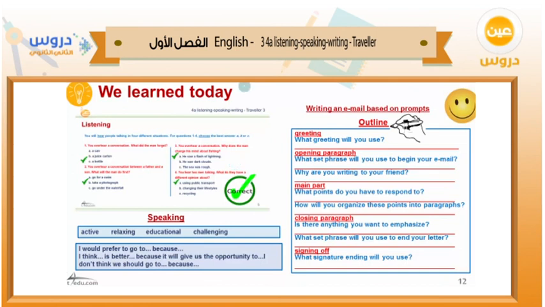So, all right, that's it. What we have learned today, we got some listening, and we answered multiple choice questions. We spoke about the environment, and also we talked about these two advertisements, and we used some vocabulary for speaking, like active, relaxing, educational, challenging, and we gave our opinion about each of the photos. And finally, we just finished talking about writing an email based on prompts. There are five major items to do in the outline, which are the greeting, the opening paragraph, the main part, the closing paragraph, and signing off.